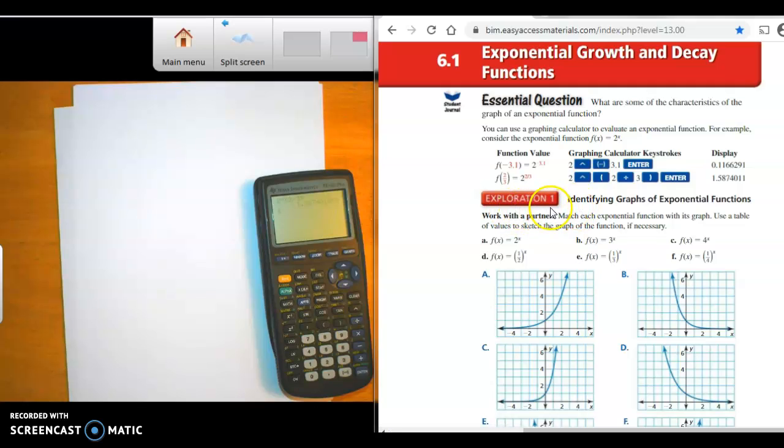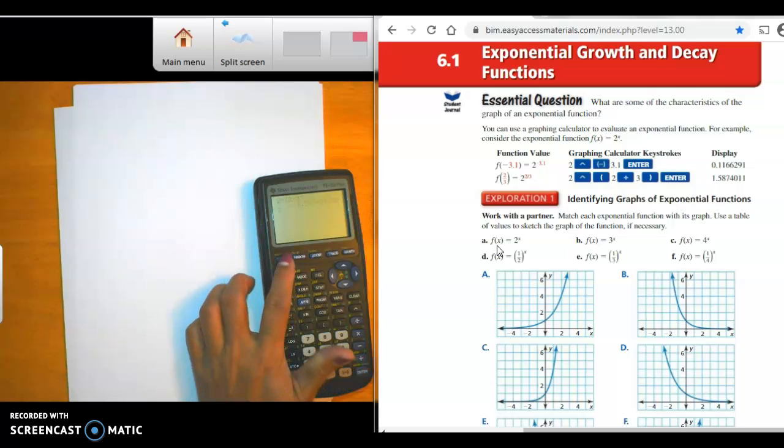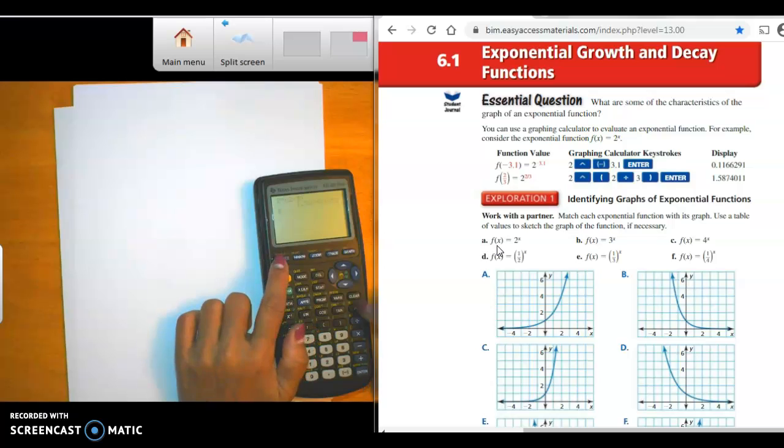Exploration 1: Identifying graphs of exponential functions. You can work with a partner, or you can work by yourself. Match each exponential function with its graph. Use a table of values to sketch the graph of the function if necessary. If you put it in the graphing calculator, we'll see. But first we clear this out.